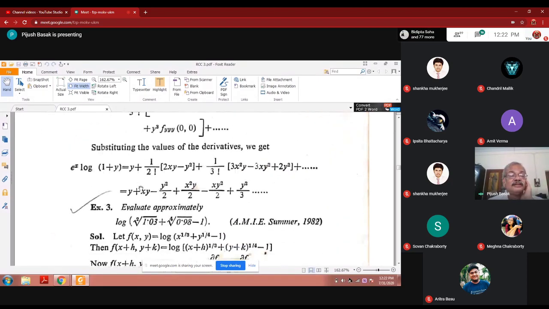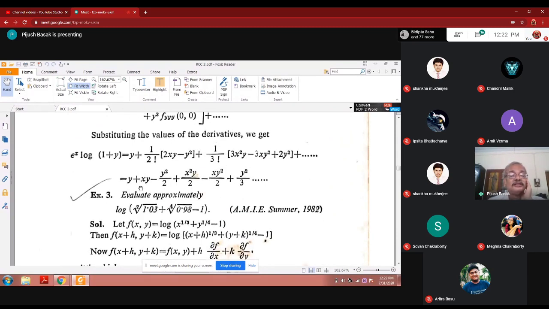And next problem, problem number 3. Evaluate approximately log of it. It will actually be cube root. Yeah, they have written it as square root, but it will be cube root, a printing mistake. Cube root of 1.03 plus fourth root of 0.98 minus 1.